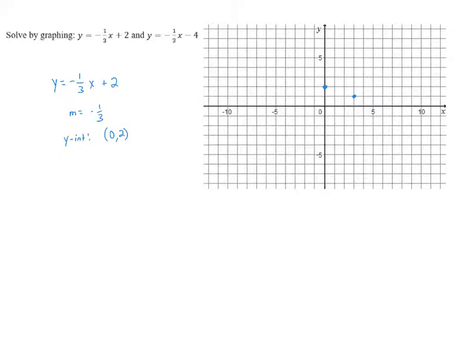Again, we can go down 1 and to the right 3, down 1 to the right 3, down 1 to the right 3. We can also go in the opposite direction, moving up 1 and to the left 3, up 1 and to the left 3, etc. And we end up with our line that looks something like this.